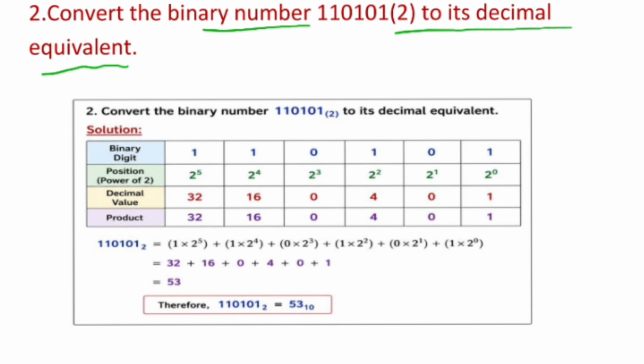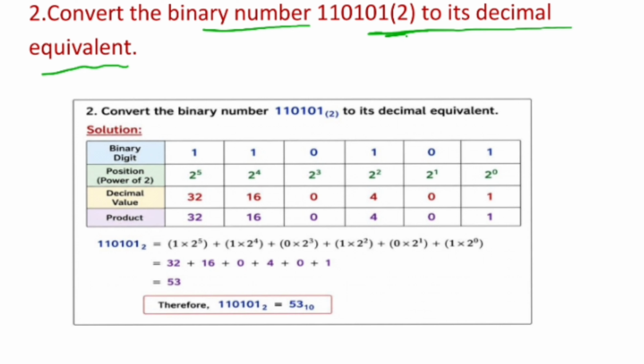to its decimal equivalent. So here we just see the binary number. We can write it like this. You can make a tabular column with binary digit, position and power. Based on the position, you can write the first position, second, up to the last position. There are six positions, so the first position will be 2 to the power 0, then 2 to the power 1, 2 to the power 2, like this.